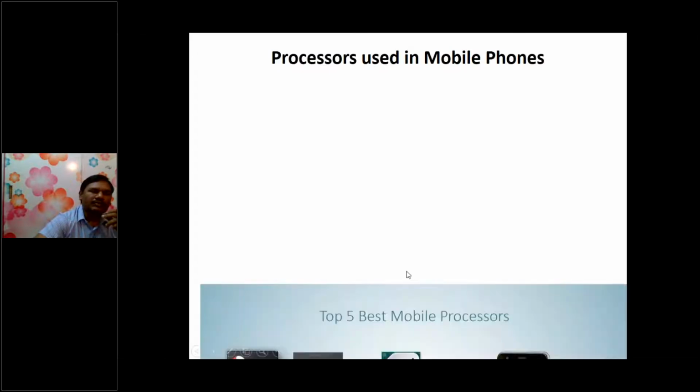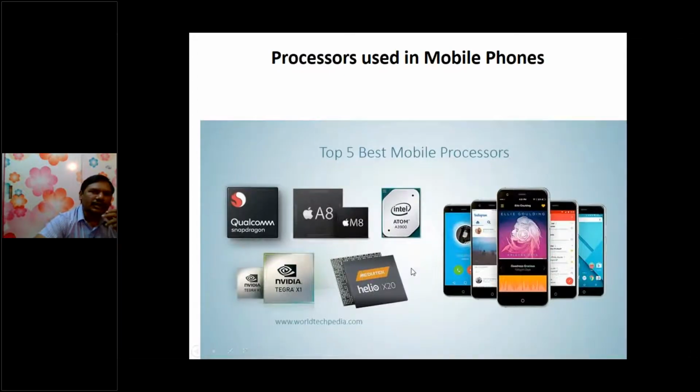So what are the different types of processors we are using in the latest mobile phones? The top 5 best processors I am giving here: Qualcomm Snapdragon, Apple A series and M series, Intel Atom processors, NVIDIA Tegra series, and Helio X20. And there is one more by the Samsung company called Exynos.